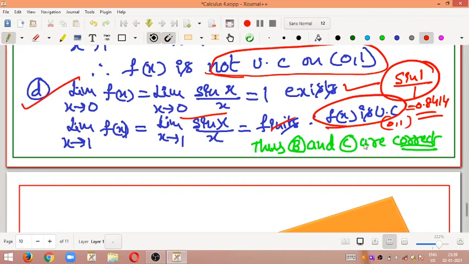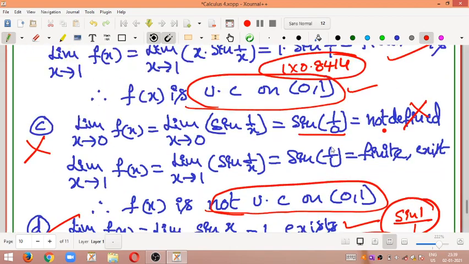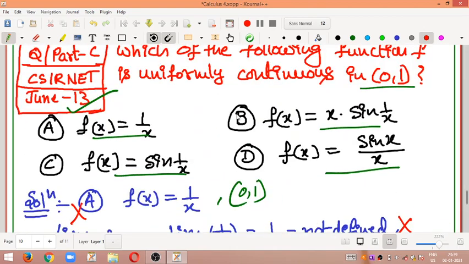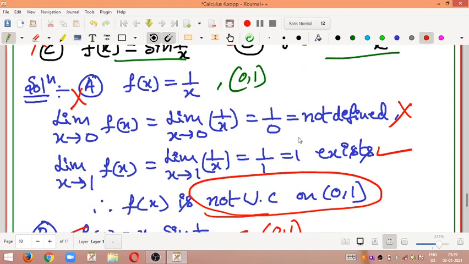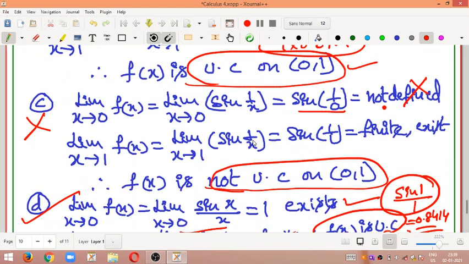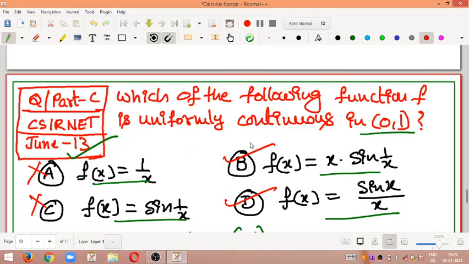Totally, B and D are the correct options and A and C are the wrong options of this question. So with this question, this continuity topic is completed.